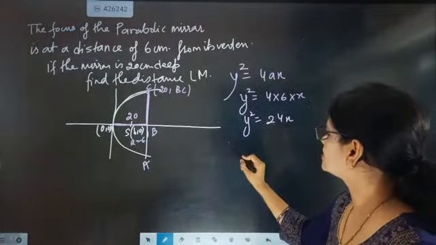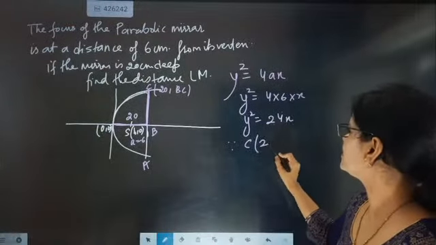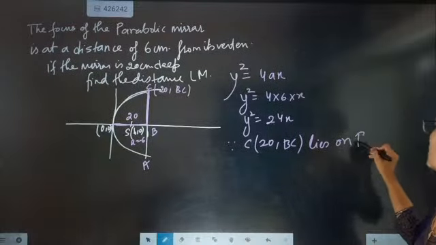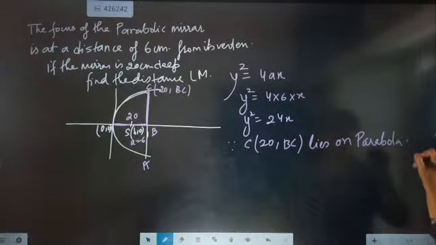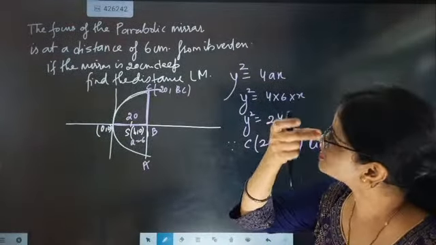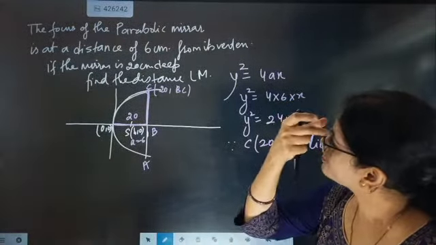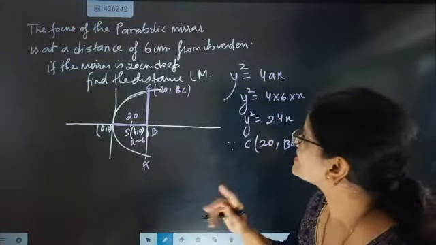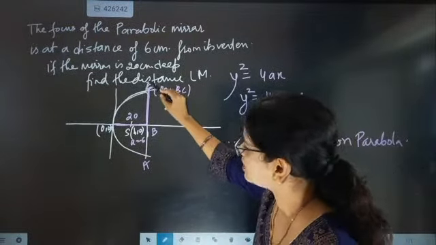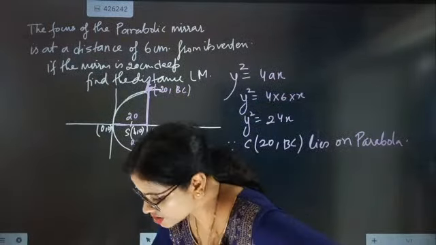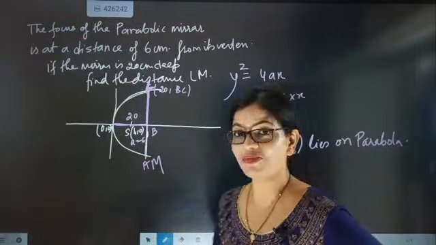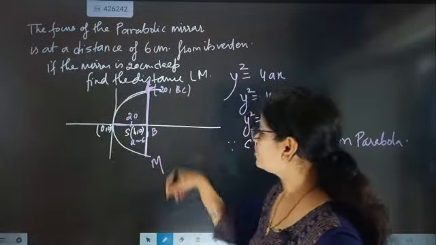Now since C, that is 20 comma BC, lies on the parabola, it must satisfy the equation of the parabola. Okay, it must satisfy the equation of the parabola. So find the distance LM. We have to get the distance LM. Where is L? This will be L. I think the equation is given. Prince, LM means total length, I think they are asking. I have not seen the diagram. I made my own diagram. Super. So now the distance LM only we have to find.